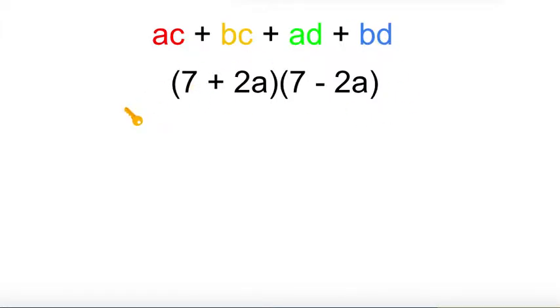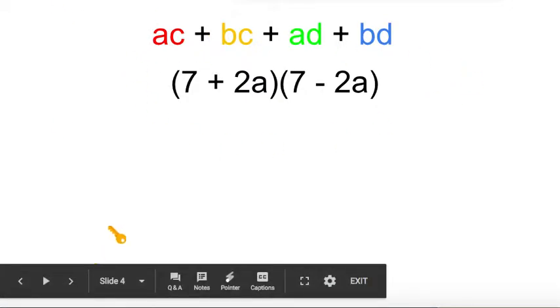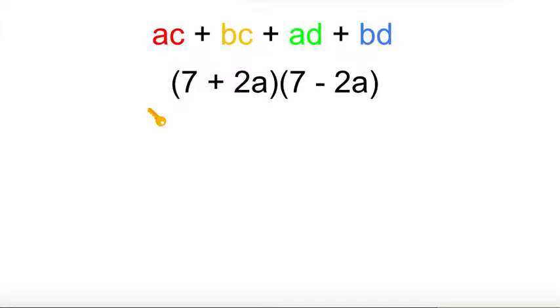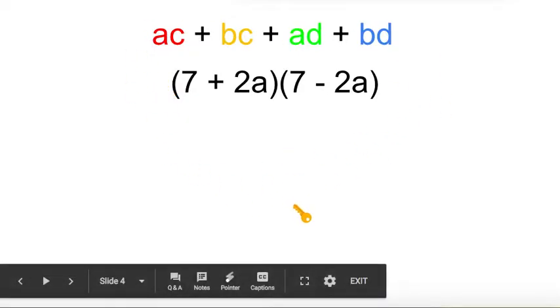You would know that this is actually how you could represent the difference of squares. It would obviously be 49 minus 4a squared. So now let's see if this is actually true by using what we've just learned.